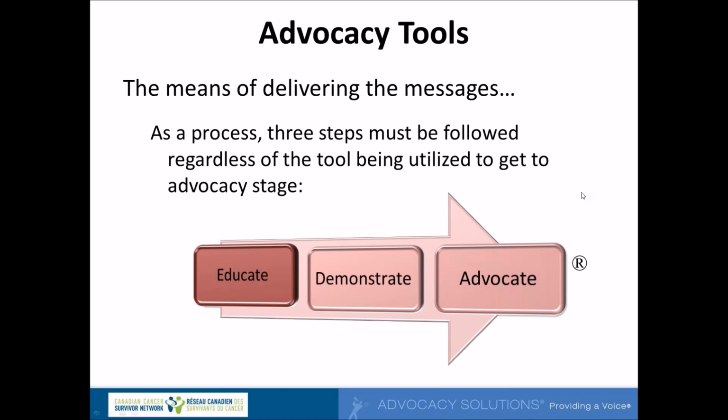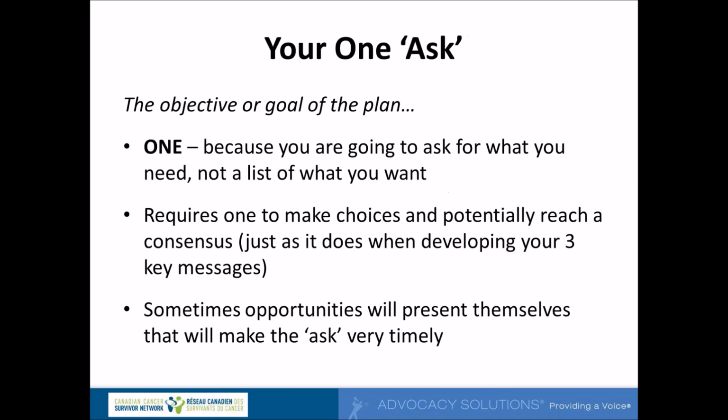Once you've got your 3 key messages, this represents the core of any effective advocacy strategy. Anything that you have or produce that may be used to communicate with people is a potential tool. And it includes things like letters, in-person meetings, like we're going to talk about today, petitions, postcards, social networking tools, all kinds of different tools that we use in various ways in order to support and put forward our key messages. And then finally, the next slide is your one ask, because you're going to ask for the one thing you need and not a list of what you want.